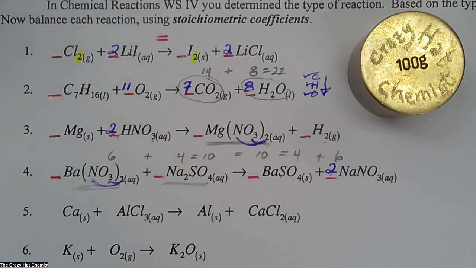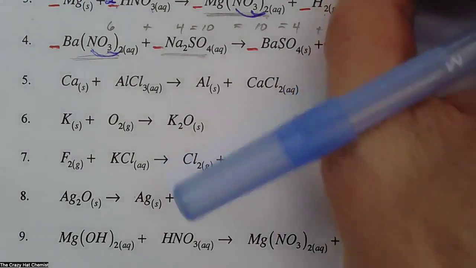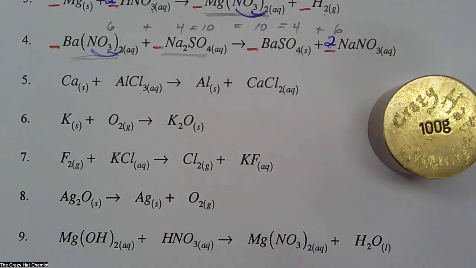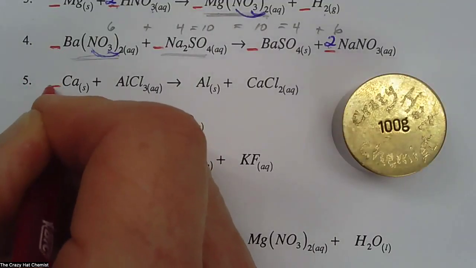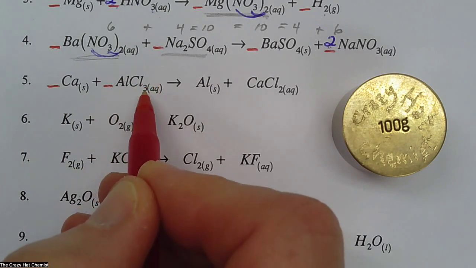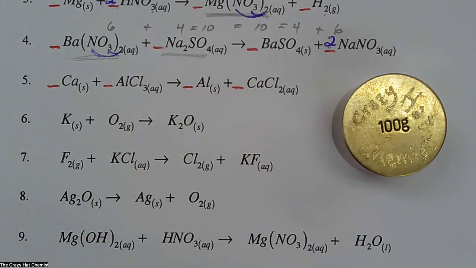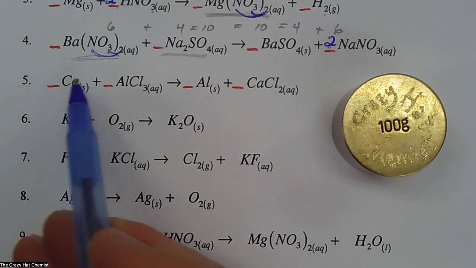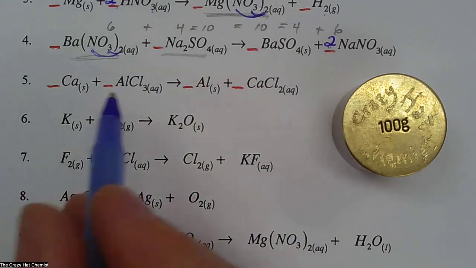All right, fantastic. So what we're going to do is we're going to slide this little baby on up here so we can do some more problems. Here we go. Fantastic. There are 19 problems in total on this worksheet here. All right, so the next problem is problem number 5. This is a single displacement reaction where you have calcium metal and aluminum chloride produces aluminum and calcium chloride. All right, so 1 calcium on the reactant side, 1 calcium on the product side, 1 aluminum on the reactant side, 1 aluminum on the product side.